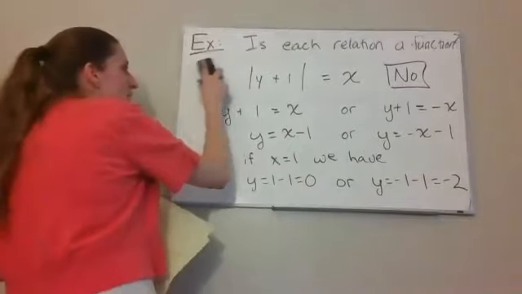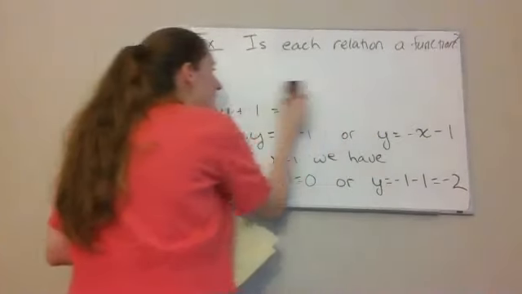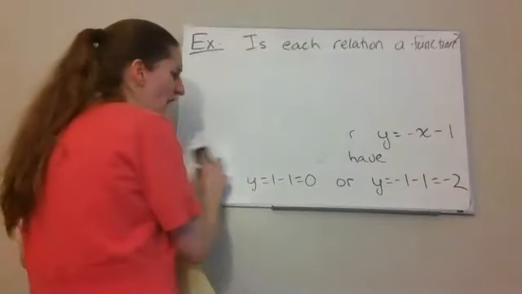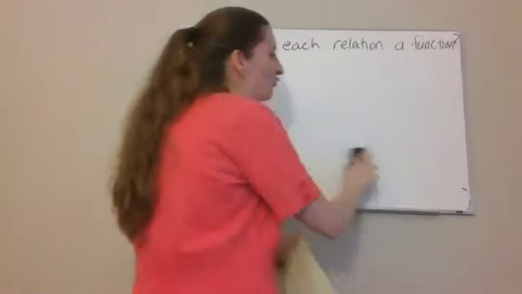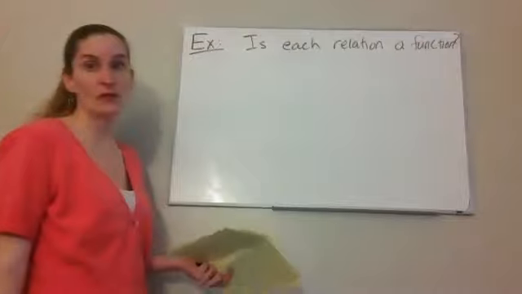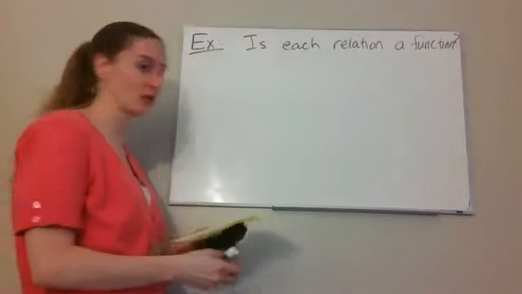Let's do one more. You could have also done that second one by graphing, maybe make a table of points, graph it, and then use your vertical line test. That's perfectly fine as well.